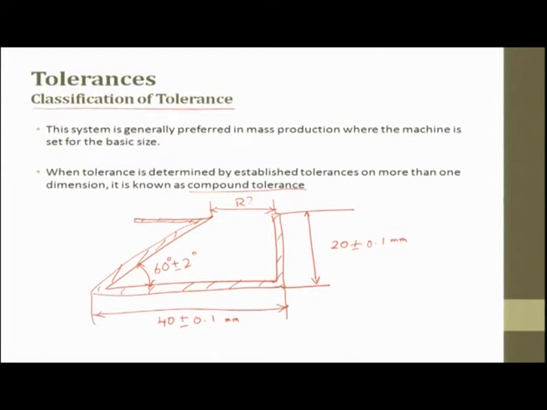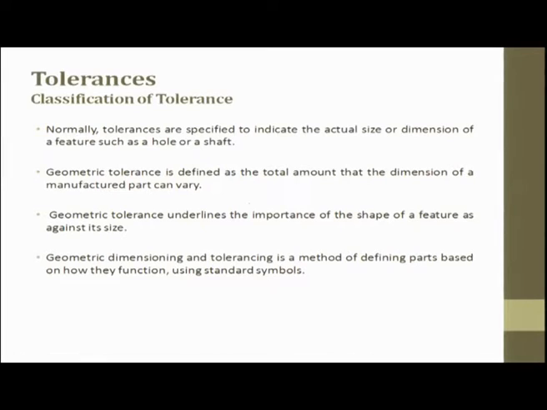So, we have to find out R. This is a compound tolerance. Normally the tolerances are specified to indicate the actual size or dimensions of a feature such as a hole or a shaft. The next tolerance we are going to see is the geometric tolerance.